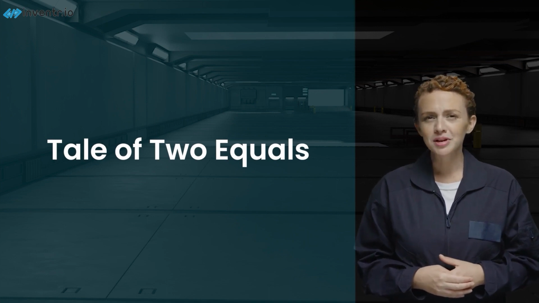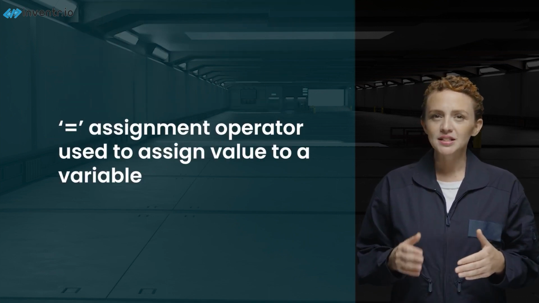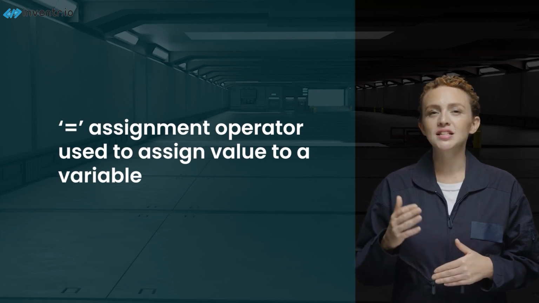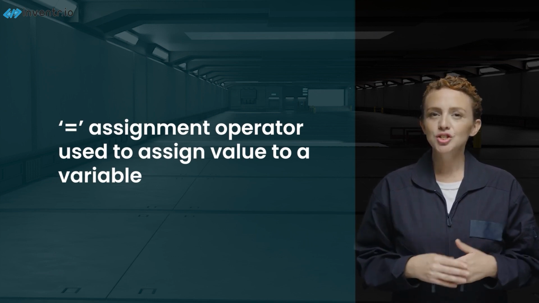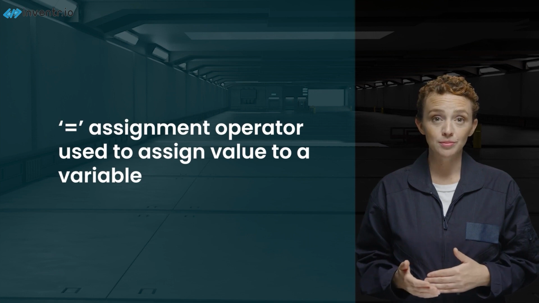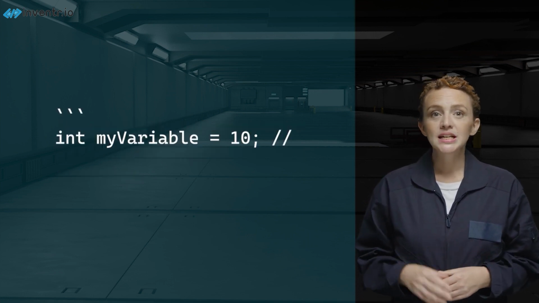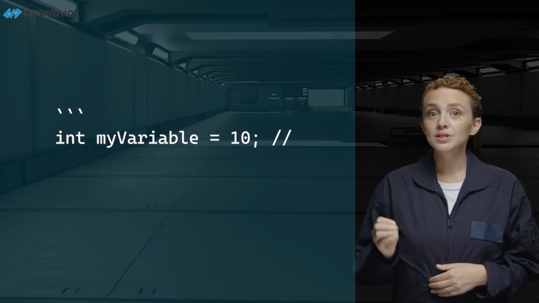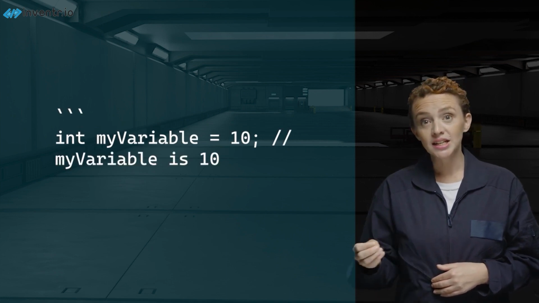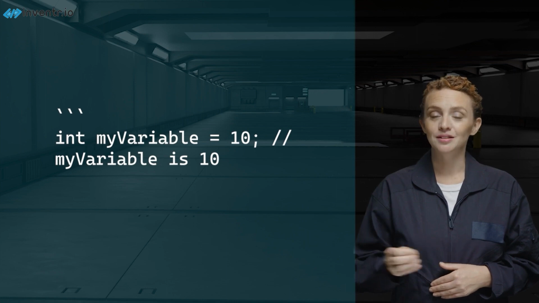Let's clear up the confusion, shall we? In programming, a single equals sign is known as the assignment operator. It's used when you want to assign a value to a variable. Think of it as the word "is" in English. For example, int myVariable = 10; is like saying "my variable is 10."